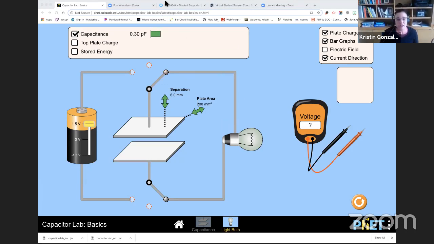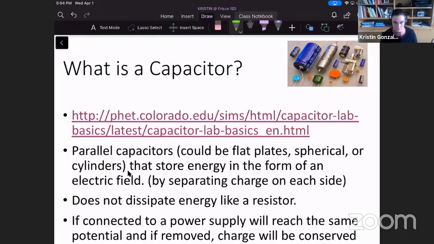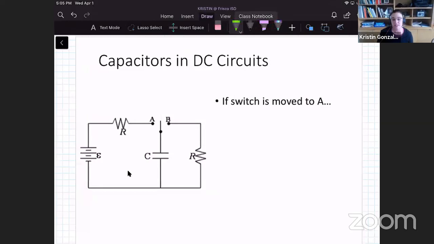And let's go back and look at some more on the power. So if I have this circuit here that involves an EMF of E, a resistor that has a resistance of R, and another resistor that's in parallel with a capacitor. And I have a switch that can flip either way here.